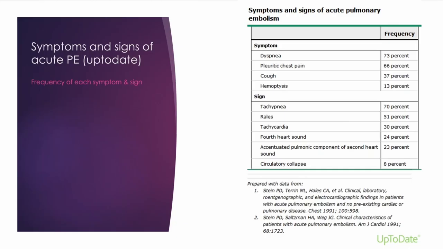According to UpToDate, this is the chart they have. It's talking about some of the exact same symptoms we just talked about. But the reason why I like this chart is because it puts a percentage to it. How frequent are these symptoms? Because I want to put in my head what I am going to see most often with a PE. As you can see here, the top ones on each chart are the top presenting symptoms and signs that we'll see with patients. Dyspnea or shortness of breath is 73% of patients presenting with that. Tachypnea, 70%. So those are the top two signs and symptoms that we'll see, and then they go down this way. As you can see, hemoptysis, pretty low percentage. And circulatory collapse, thankfully, is about 8%.